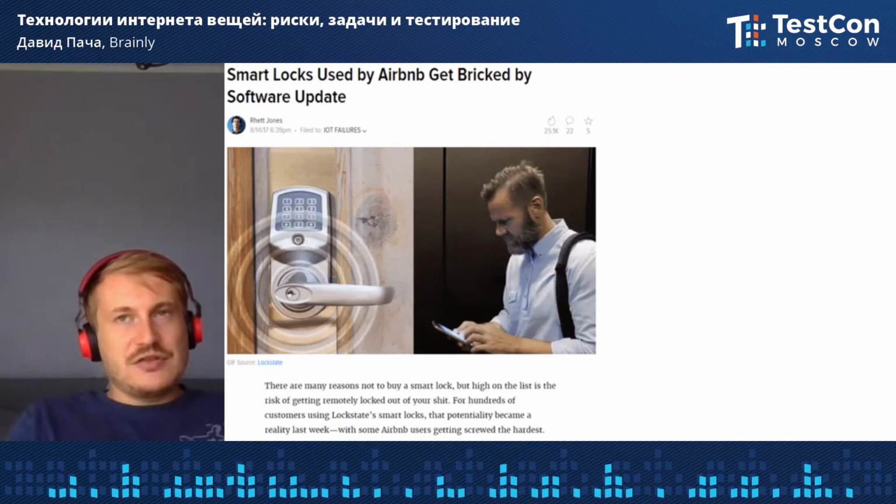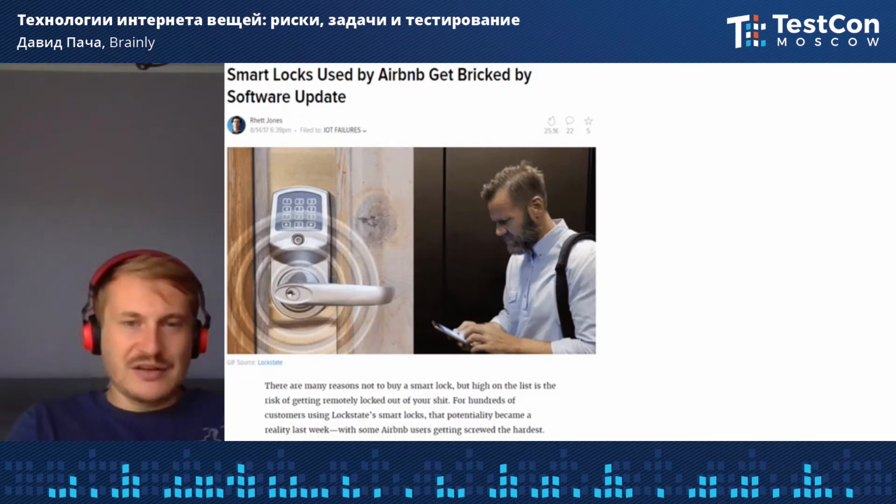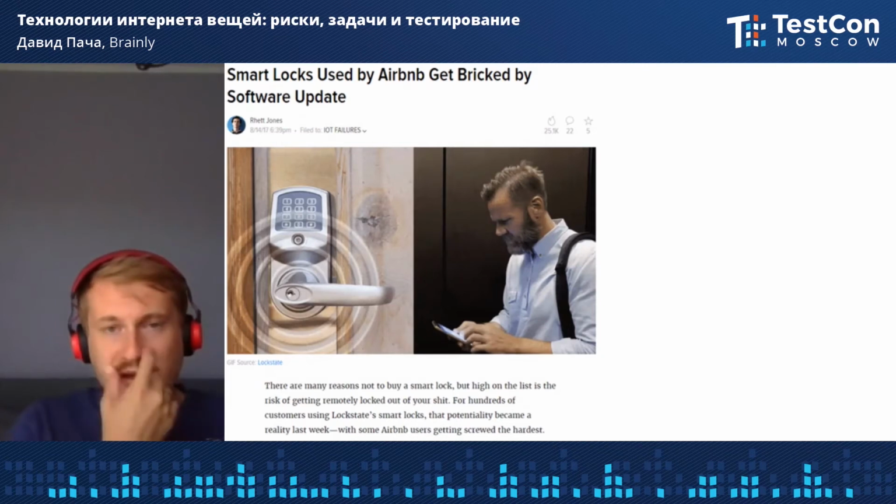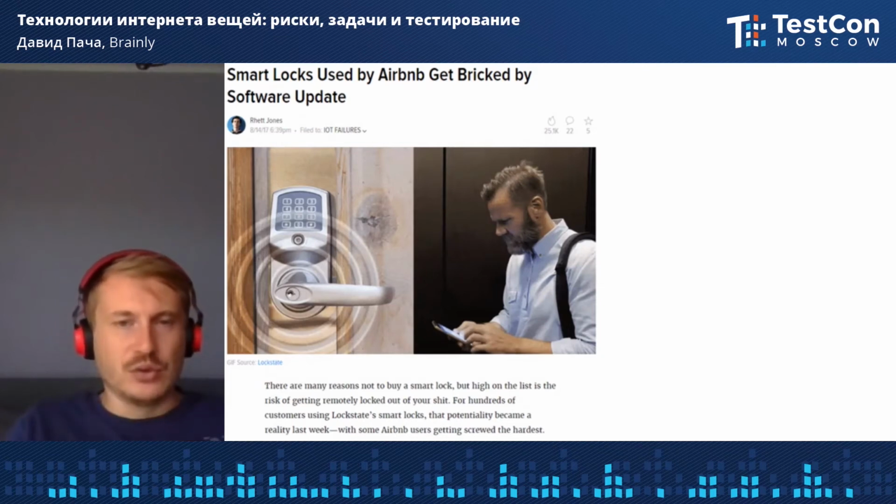So just imagine, you arrive at the place, you want to enter the home, but you cannot because the update happened like an hour ago, and something went wrong. So you just cannot enter, and the device is bricked, and that was very harmful for the company. I don't know what happened later, but I think that could be the last issue for that organization.